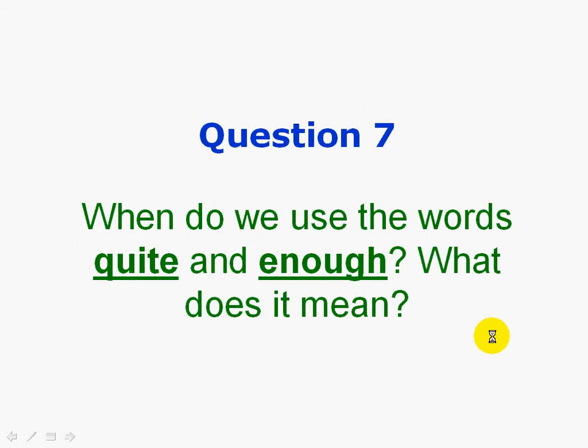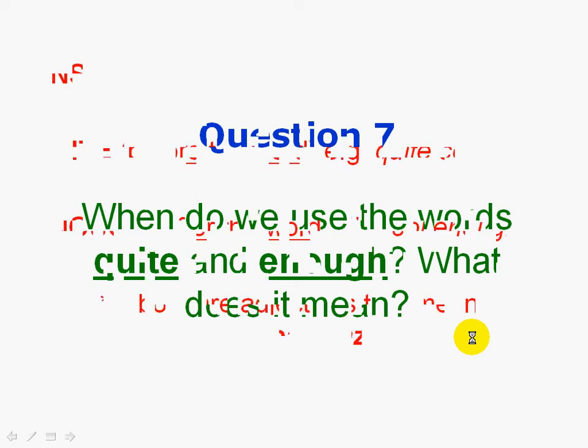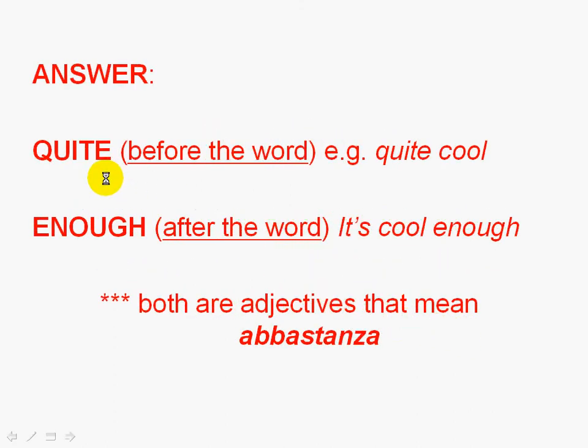Question 7. When do you use the words quite and enough? And what does it mean, quite and enough? Quite comes before the word. For example, quite cool, abbastanza fresco. Enough comes after the word. It's cool enough. It also means in Italiano abbastanza fresco. But both are adjectives that mean abbastanza. One goes before the word, one goes after the word. Ti piace? Good enough.